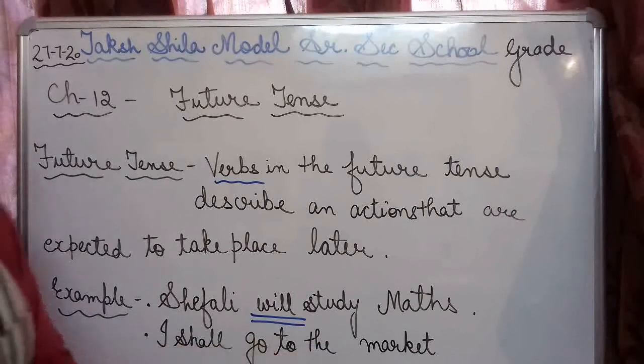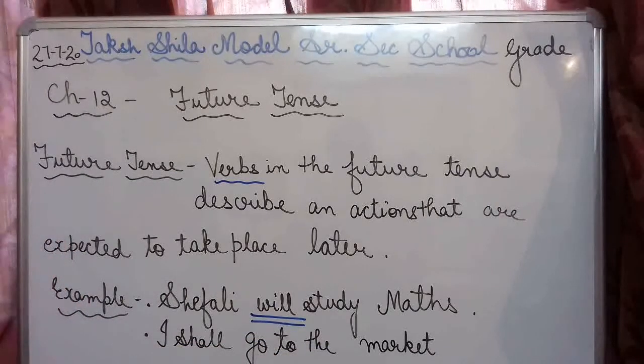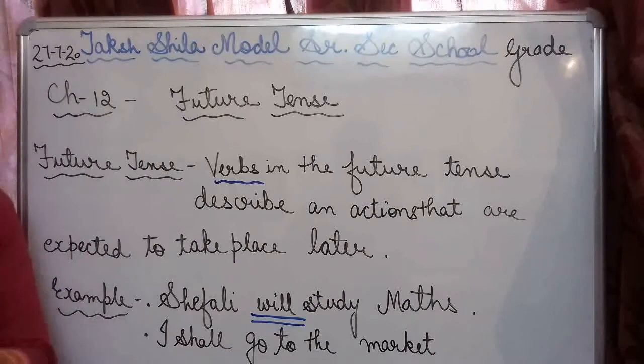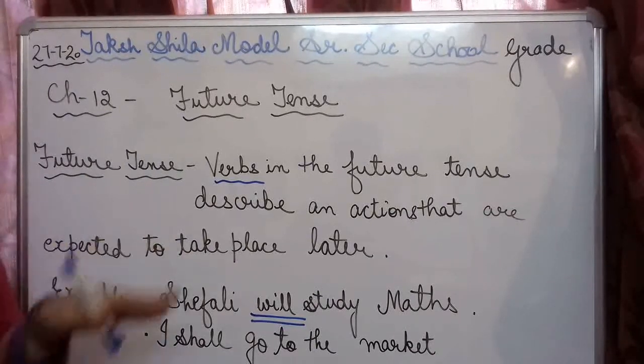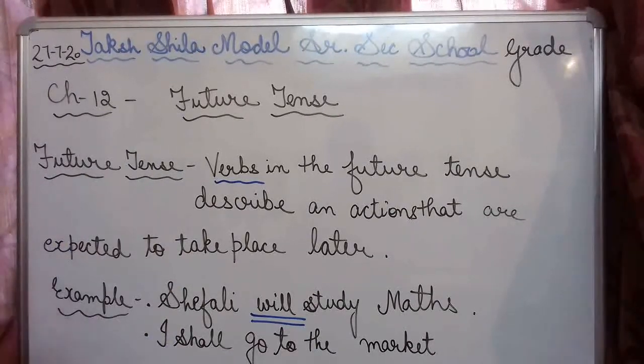I shall go to the market. मैं market जाऊँगा, right? So I can say I will join English class. मैं English class join करूँगा, right? So these all actions which will take place in the future, these refer to the future tense. That is known as future tense.